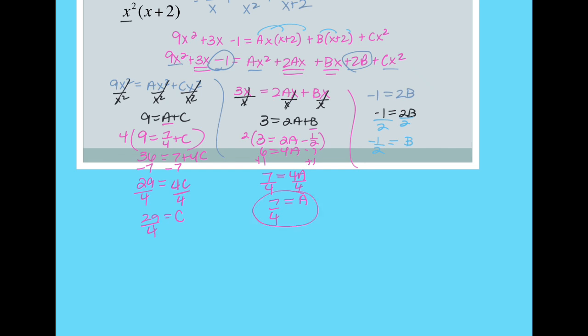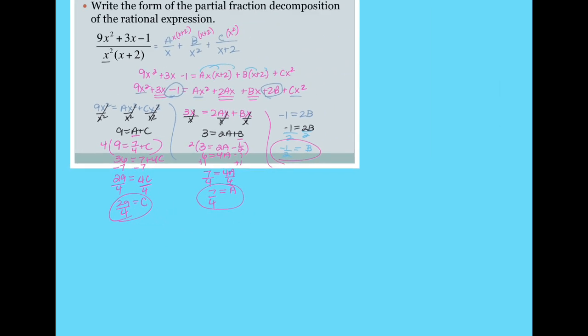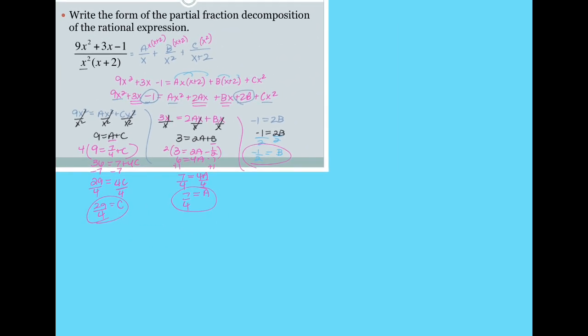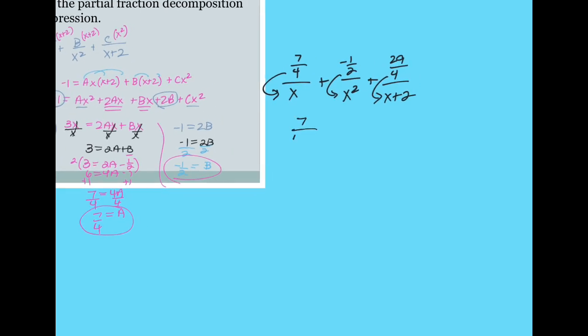So here's our A, our B, and our C, and we're going to plug them back in. In place of the A is the 7/4, would go over x. B was the -1/2, it's going to go over x squared. And C, 29/4, is going to go over x plus 2. So bring all the denominators down. 7 over 4x minus 1 over 2x squared plus 29 over 4x plus 2.